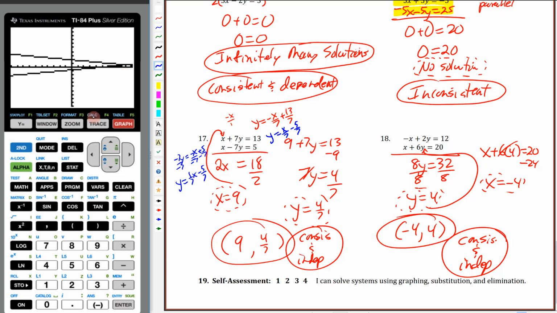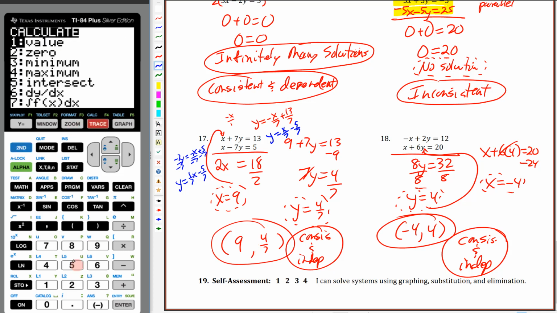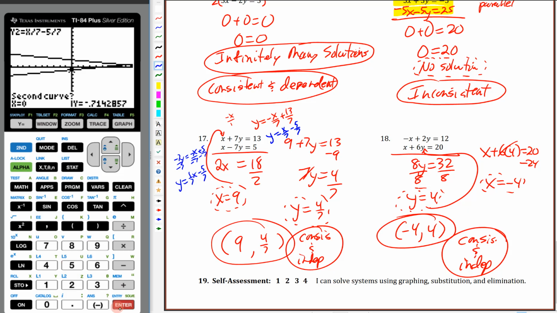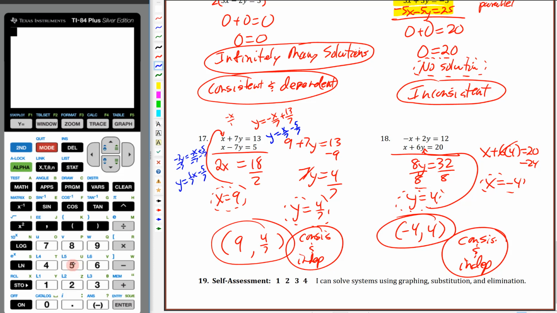Now, even though the window doesn't look good, I think it still crosses within the window from negative 10 to 10, that standard window. So I'm going to hit second calculate, 5 is the intersection. We hit enter, enter, enter, and we get this right here. So it's 9, and so we've got that part right, and then we've got 0.571. Okay, so let's do a couple of things. 4/7, 0.5714. So I'm going to hit second quit. 4 divided by 7.